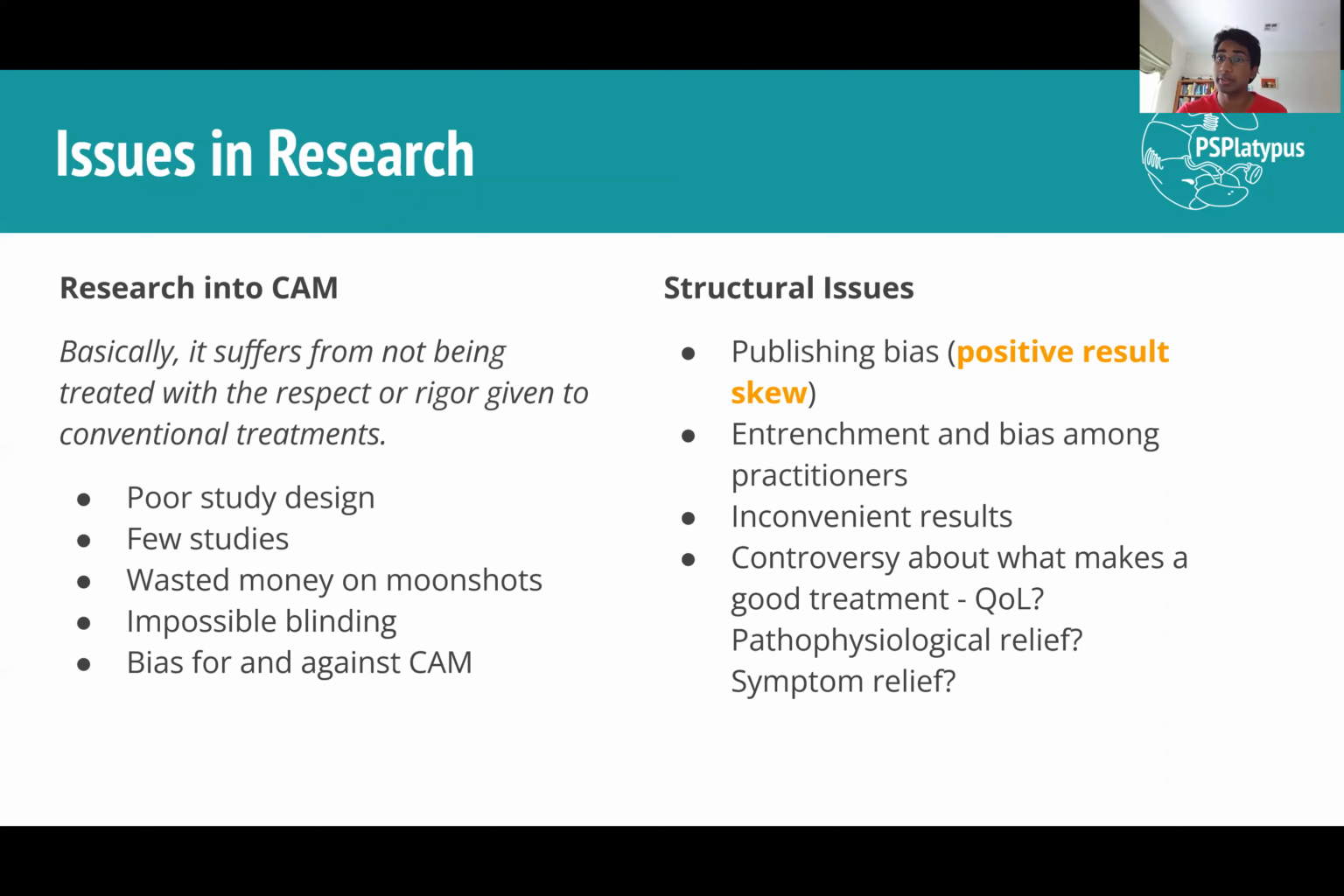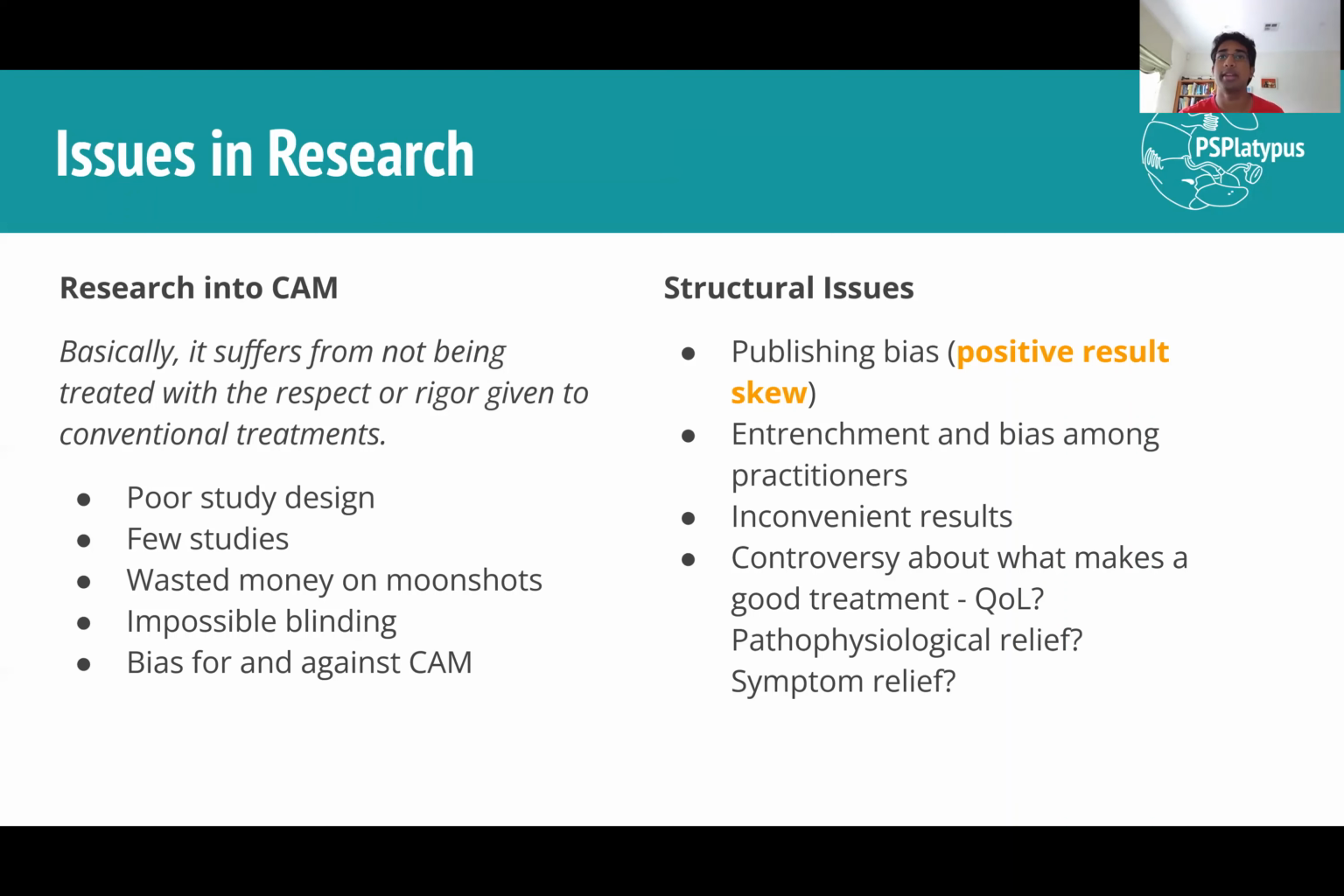We also have some structural issues. So these have to do with research in general, and these are going to apply to every form of treatment. So probably one of the biggest issues is positive results skew. Basically, if you go to a journal and say, this treatment works, they say, okay, great. That's super exciting. We're going to publish it.